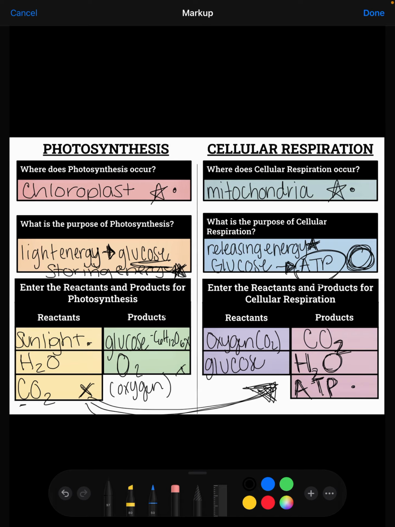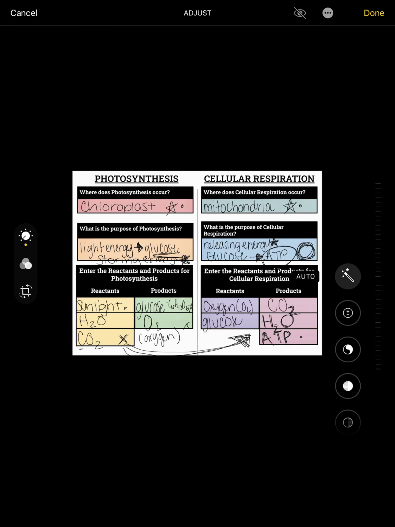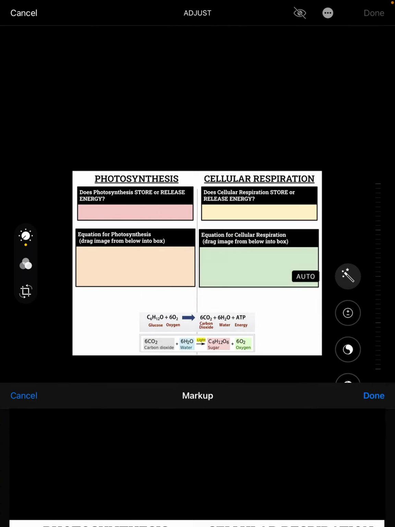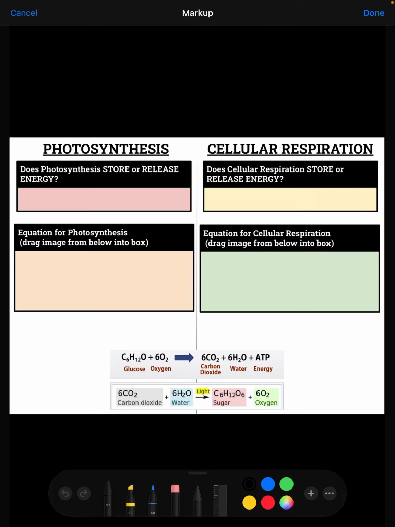Now let's go ahead and move on to the next slide of your assignment. So now we are looking at, again, that equation that we just filled out on our charts, but this is a different visual. So how does photosynthesis store or release energy, okay? Remember, in photosynthesis, we take sunlight and we convert it into glucose, which is a sugar. We cannot readily use that sugar in our cells yet.